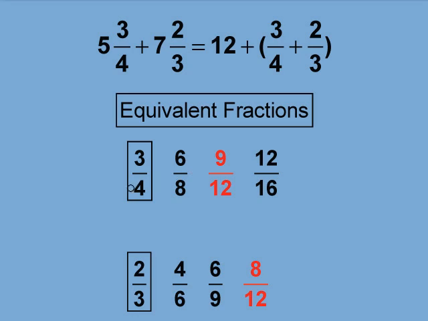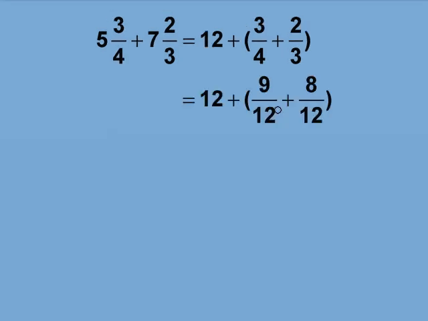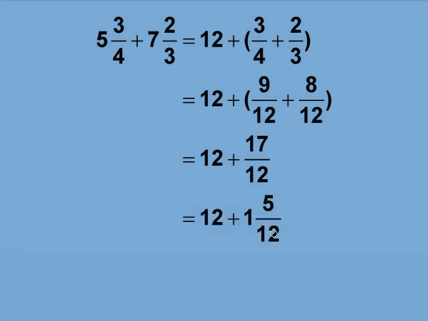Here are 3 equivalent fractions for 3/4 and 3 equivalent fractions for 2/3. Notice the common denominator of 12. Replace the original fractions with these equivalent fractions to find the sum. The fractional parts equal 17/12, which is an improper fraction. As a mixed number, it becomes 1 5/12. Combining this mixed number with the whole number part, we get a total sum of 13 5/12.